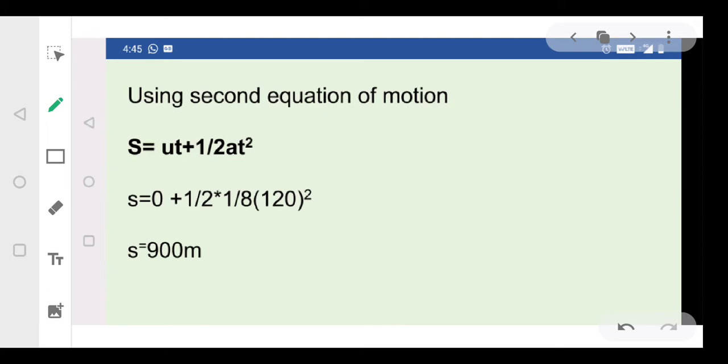Next, what we have to find is the distance travelled. We will find it by using the second equation of motion, because in that the entire right hand side is known to us. So we'll put the value of u as 0, half, acceleration we just found out, 1 by 8, and time is 120 seconds. By putting the values and solving, we will get the distance travelled as 900 meters. Alright.